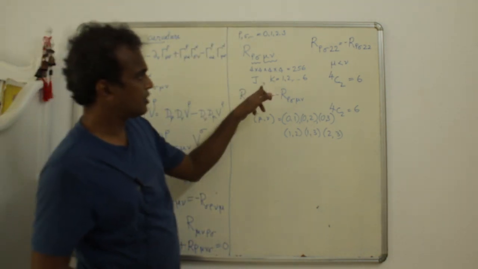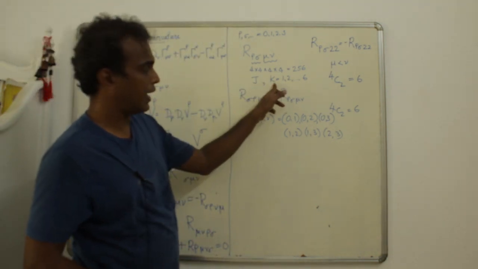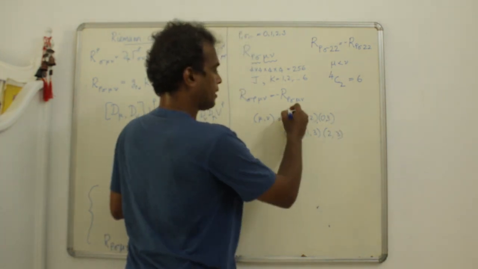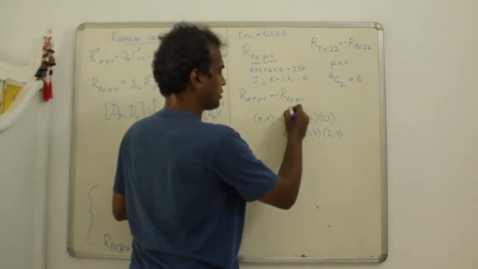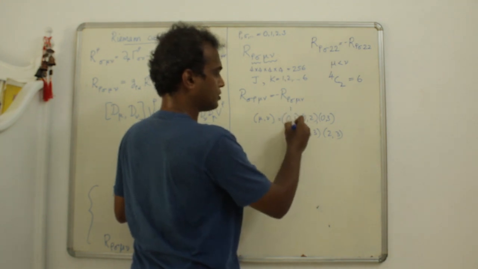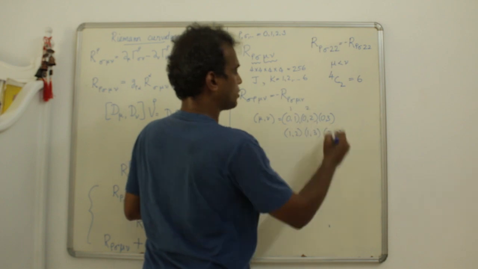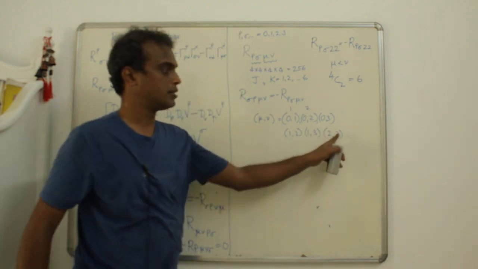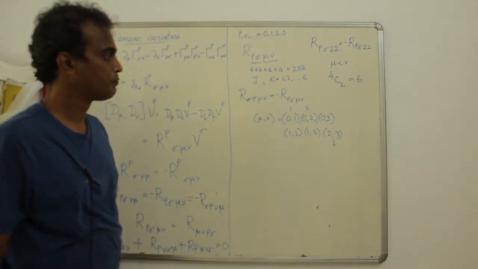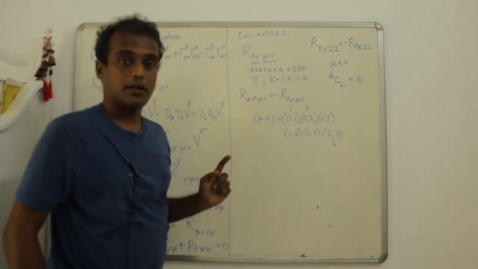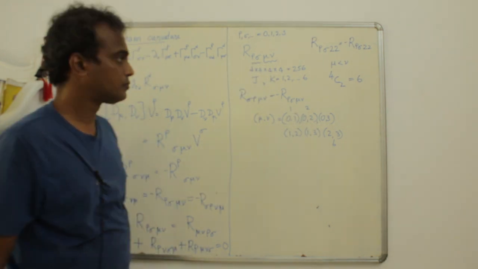So these 6 values that the index k takes represent the following. K equal to 1 represents 0, 1, k equal to 2 represents 0, 2, etc. K equal to 6 represents the last combination 2, 3. A similar thing can be done for the pair of indices rho sigma also.